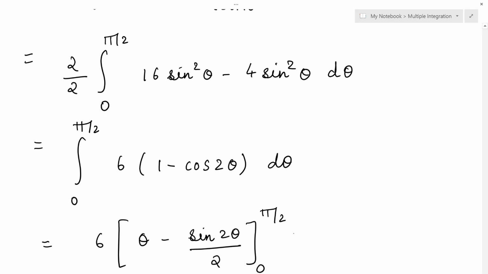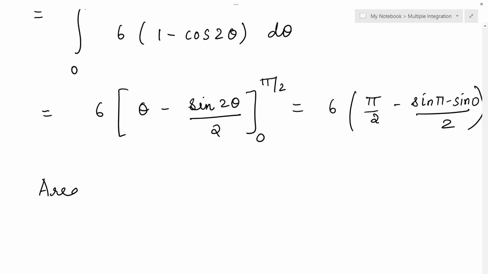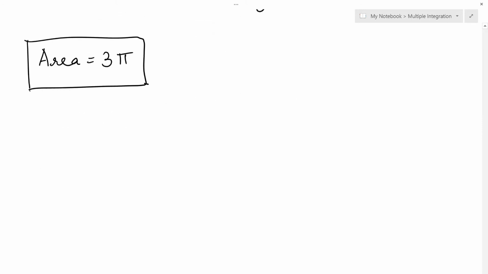So after simplifying, that is 6, then pi by 2 minus sine pi minus sine 0 by 2. After you substitute the upper and the lower limit, the area answer should be 3 pi. Okay, so we can see the polar form sums are also simple. We just have to draw the curves and find the area of intersection.